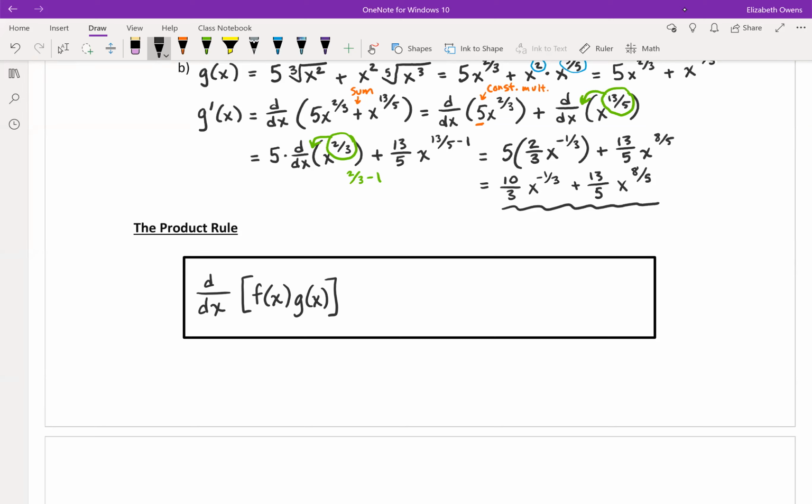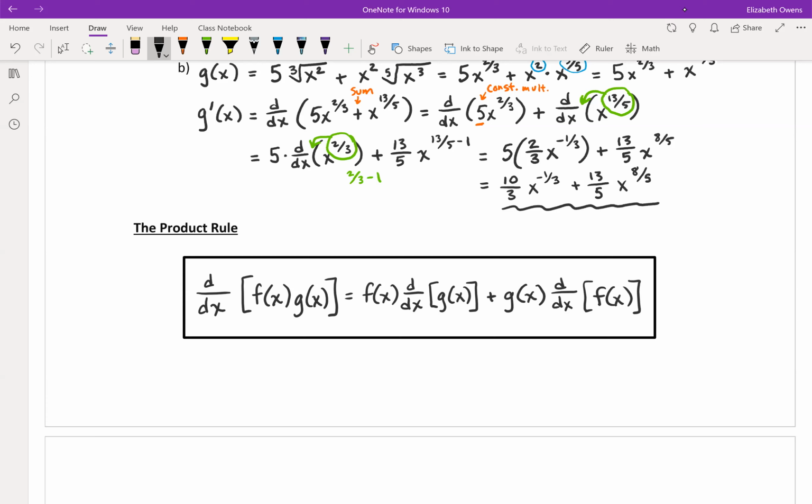product. So the derivative with respect to x of f of x times g of x is going to be, and brace yourselves because this is a little bit of a long formula, it is f of x times the derivative of g of x plus g of x times the derivative of f of x.